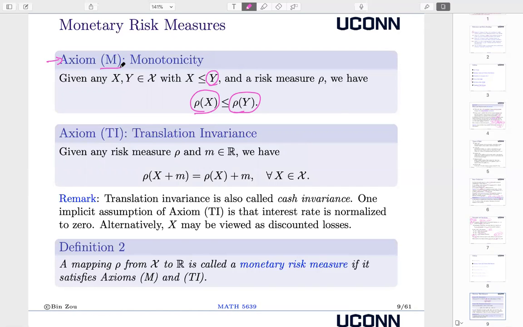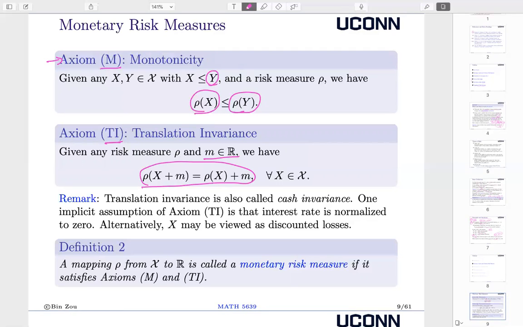Later on, we will simply call this axiom M. M stands for monotonicity. This makes intuitive sense, right? A bigger risk should be measured in a bigger amount, right? The next one is called translation invariance, and we use the notation TI. Again, it stands for translation invariance. Those are the initial letters of these two words. Given any risk measure rho and a constant m, we have this.